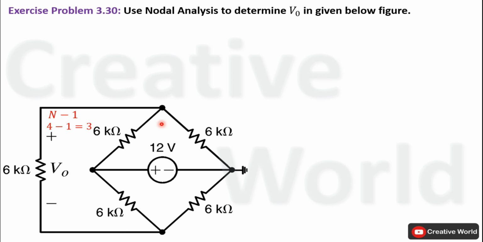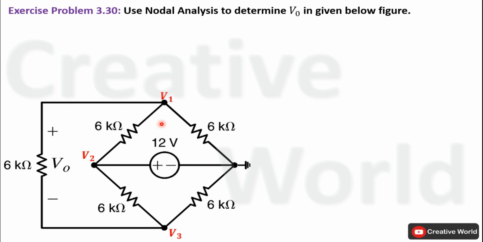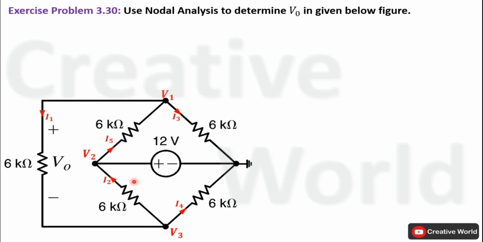In next step, we have to label all unknown non-reference node voltages. So these 3 non-reference node voltages are labeled as V1, V2 and V3. In third step, we have to assume all unknown branch currents along with their directions in the network.